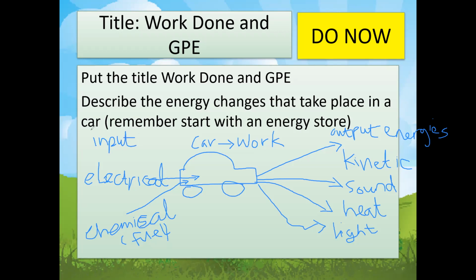Okay, so for every machine or every energy converter or energy device, it has to do work. And the work done is basically the energy transferred. If you look at the output energy in the example on your screen, you realize that the output energies are kinetic energy, sound energy, heat energy, and light energy.